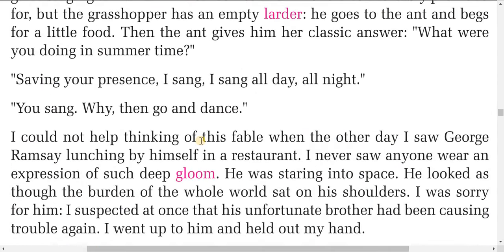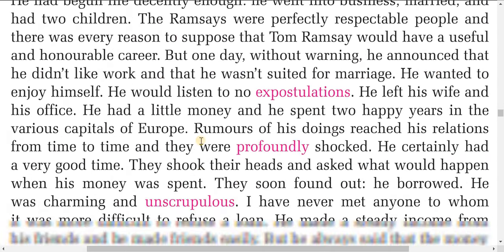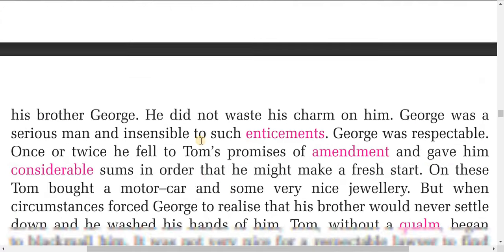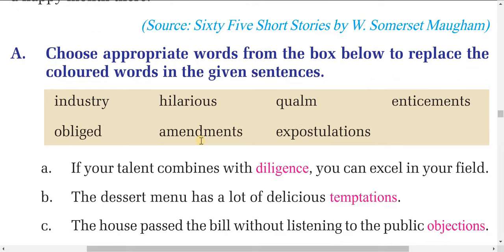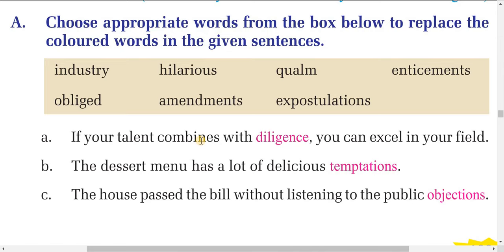Dear students, today we'll do the exercises of this lesson, the ant and the grasshopper. I think you have understood this story. This is about Tom and George. Tom is a problem. Tom is a black sheep in the family. He troubles his brother, he troubles his family members, and he is a disreputable family member.